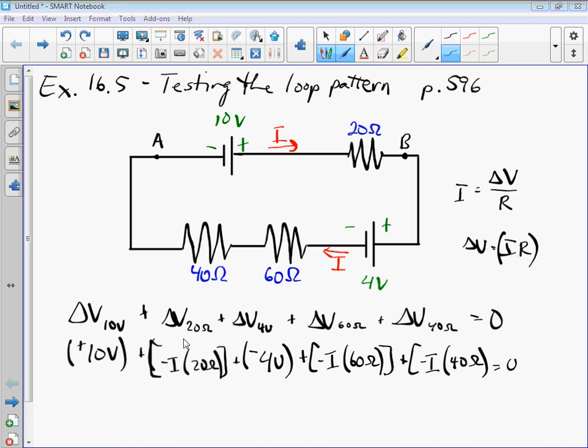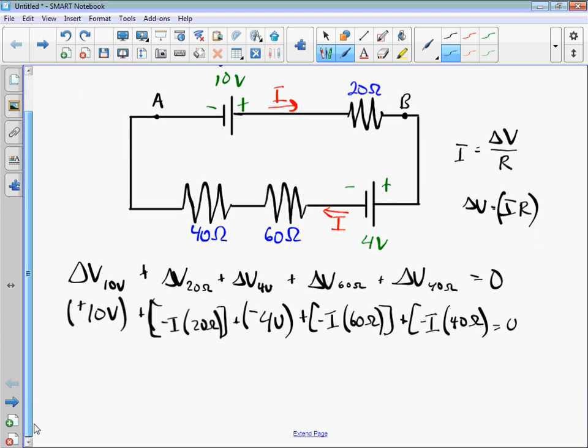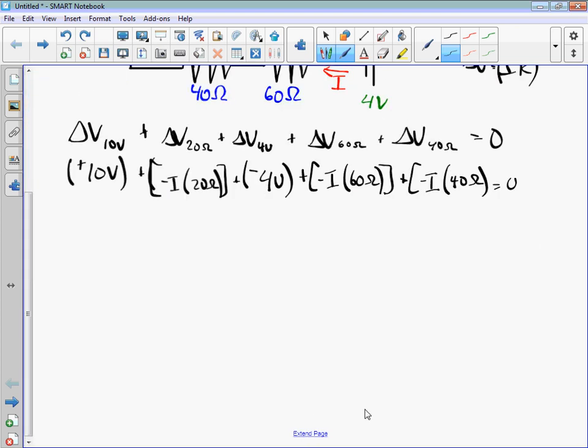You've got to combine like terms because we're going to be trying to solve for I. Send the page down a little bit. So on the left side, we're going to end up with a positive 10 volts minus 4 volts. All the I values we're going to want to move to the right. So they were negative I's, but now we move them to the right side. There'd be positive I's. You'd have to add I times 20 ohms to both sides to get to the other side.